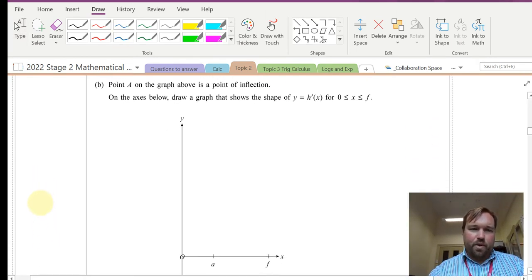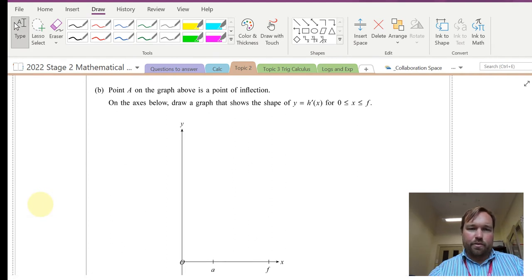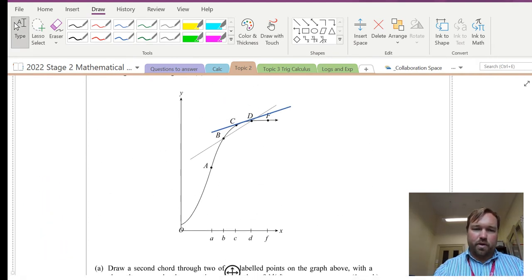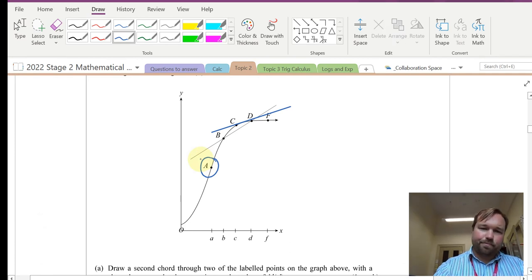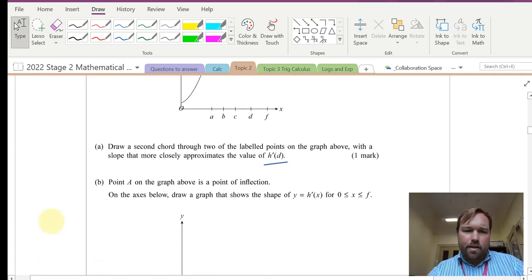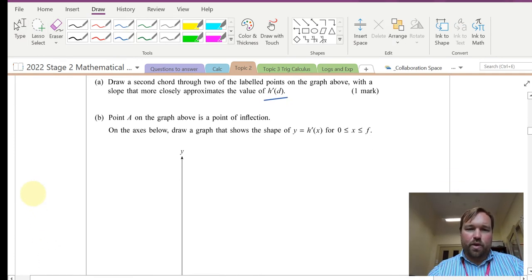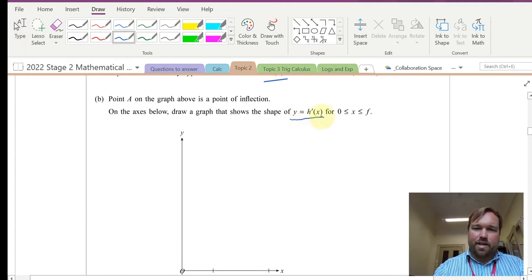Point A on the graph above is an inflection point. Alright, so that's an inflection point. On the axis below, draw a graph that shows the shape of h dash x between h and x.